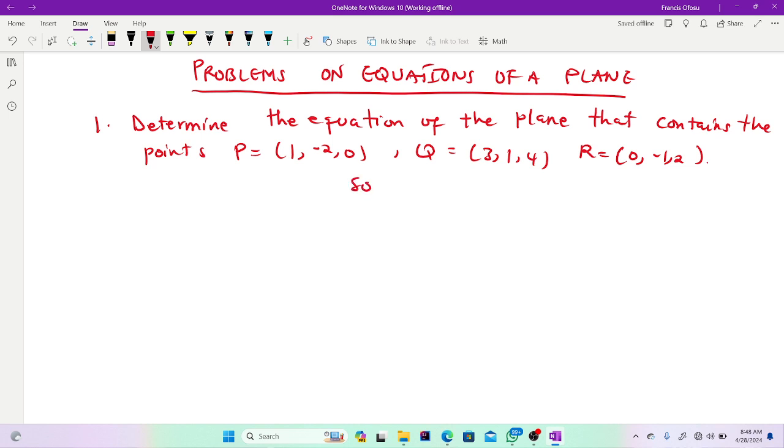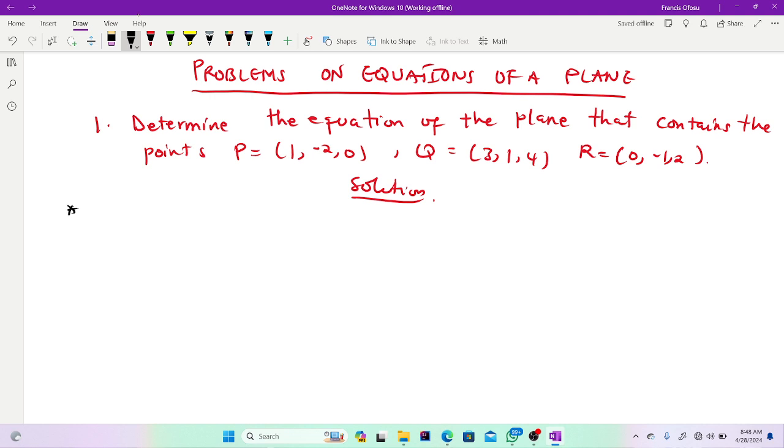So he said determine the equation of the plane that contains the point P, which is (1, -2, 0), Q (3, 1, 4), R (0, -1, 2). So how do I determine the equation of the plane? What do I need?